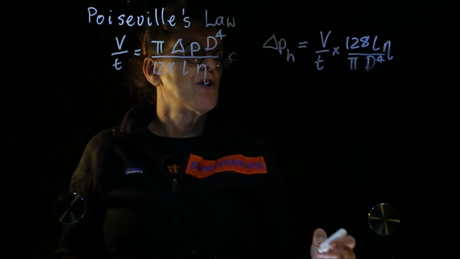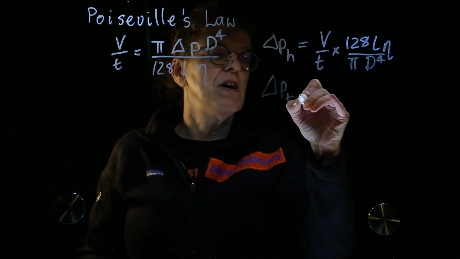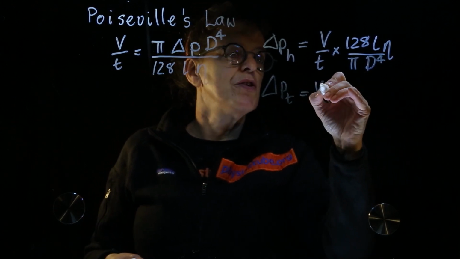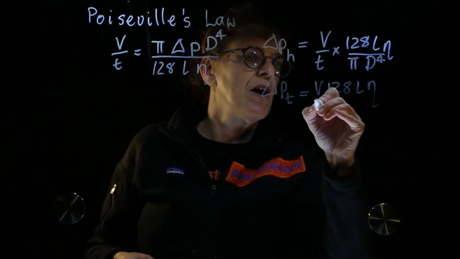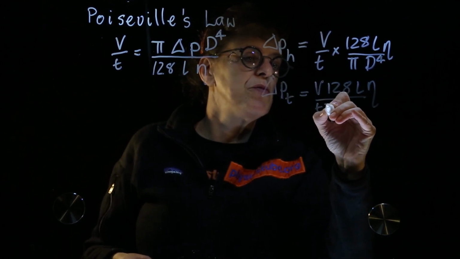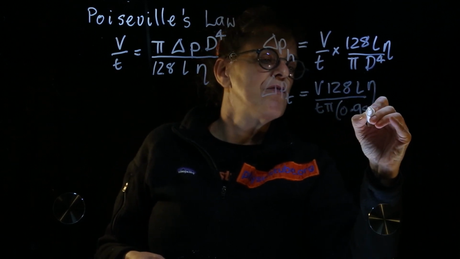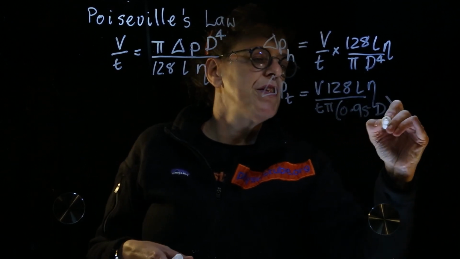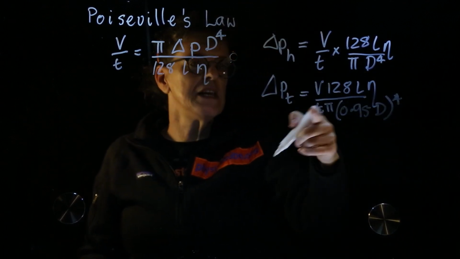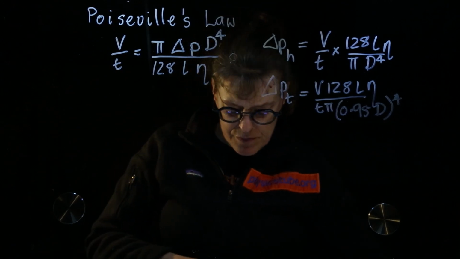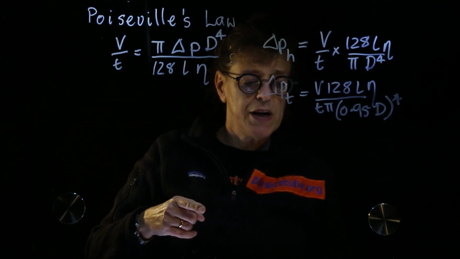And then we've got delta P for a tight blood vessel, and that's equal to V times 128 times L times eta over T times pi, but this time 0.95 D, 5% thinner, all to the power 4. And this is a really nasty equation. But we've just said, actually, it's all constants all the way through.